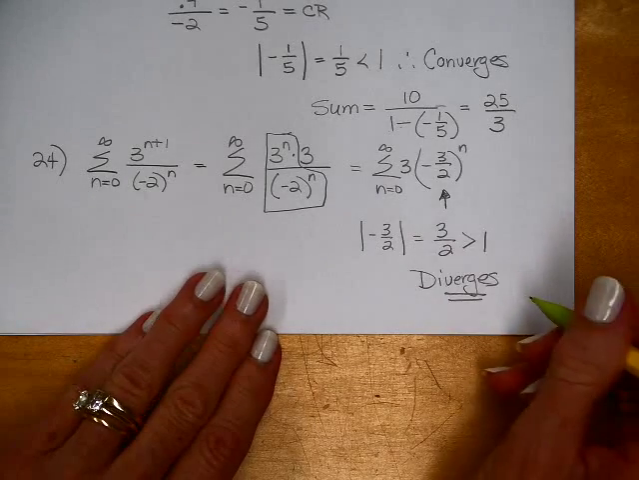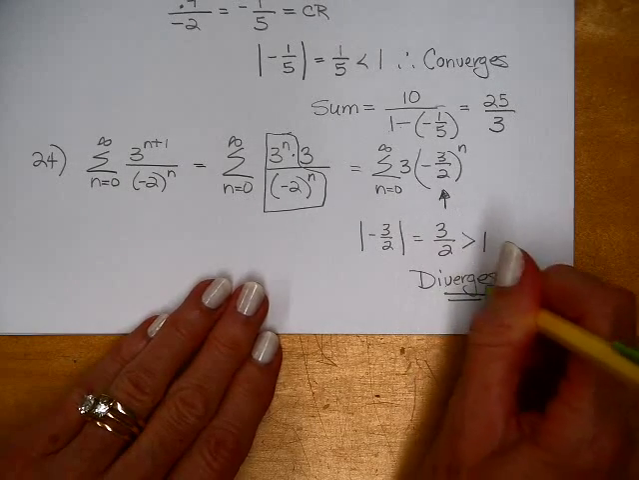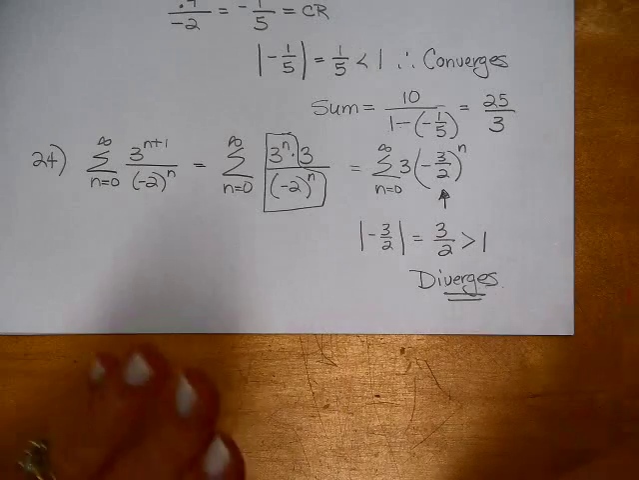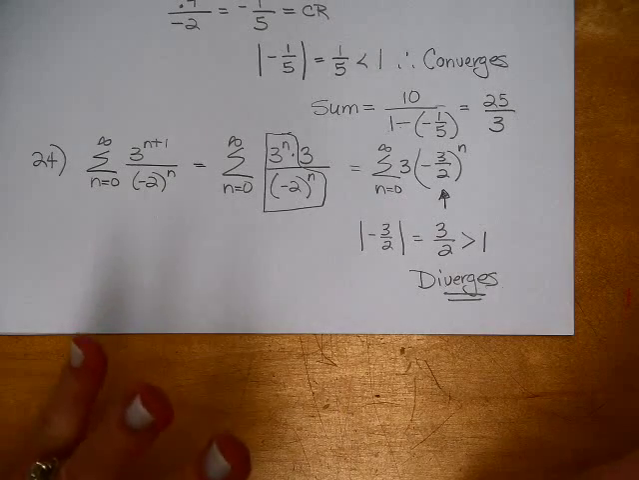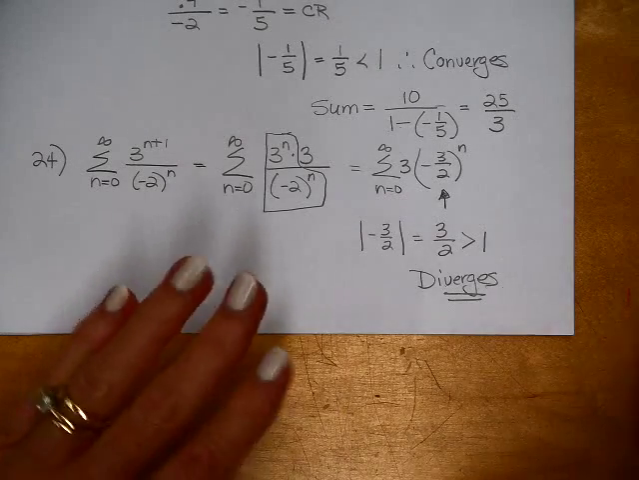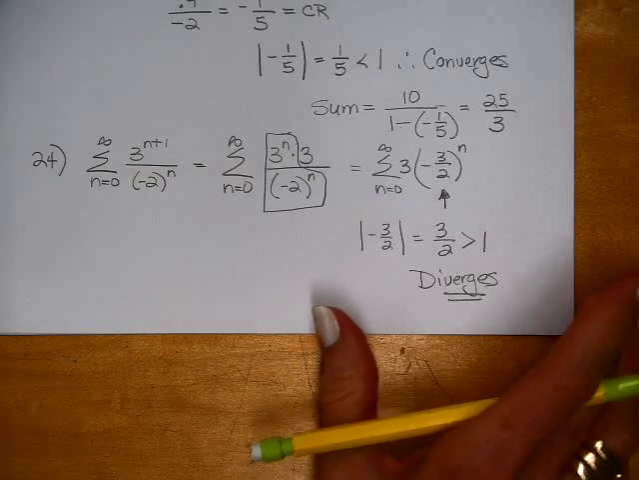By the way, on WebAssign, if it says write DIVERGES in all capital letters, put it in all capital letters or it will count it wrong. It will tell you it's wrong. I think they want all capital letters.